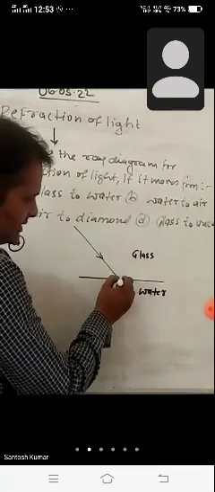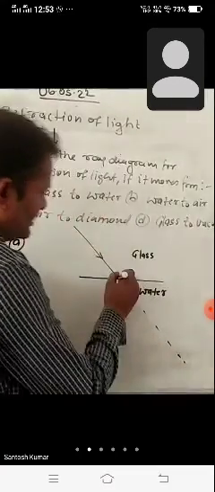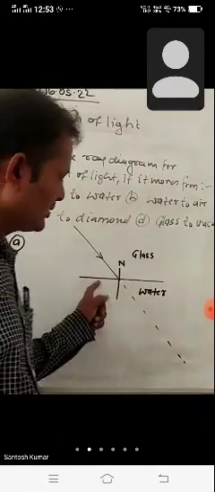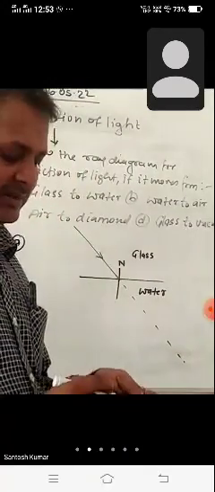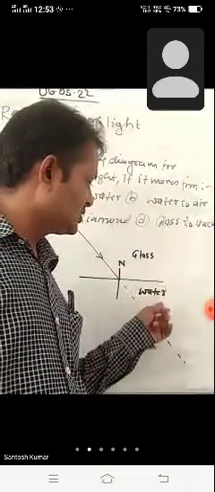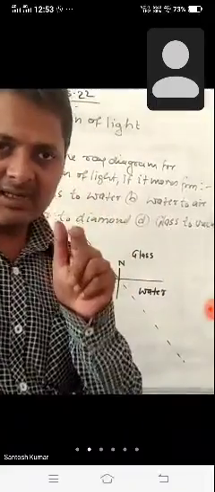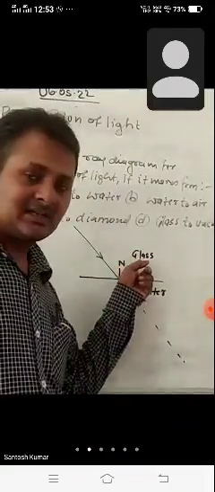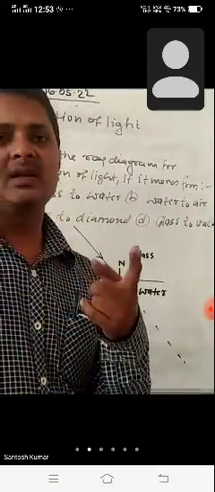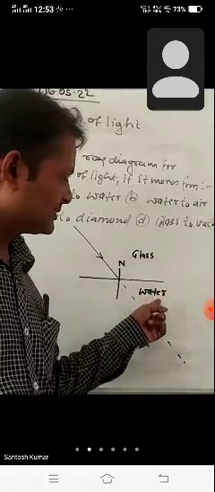This is glass, original path. Now we have to decide whether it will move away or towards, and that will be decided if you have remembered the speed of light in these two mediums. Light travels slower in glass, faster in water. Water 2.25 into 10 to the power 8, glass 2 into 10 to the power 8. So here speed is less, here speed is more.